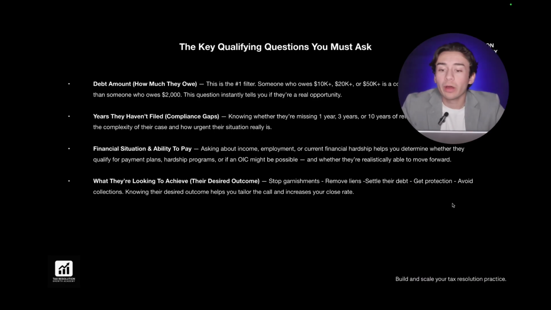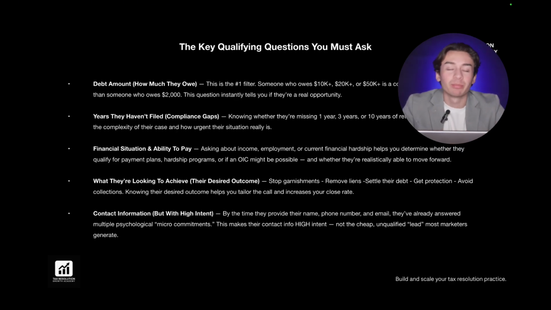Number 4, what they're looking to achieve, their desired outcome. Stop garnishments, remove liens, settle their debt, get protection, avoid collections. Knowing their desired outcome helps you tailor this call and increase your close rate. Because again, you're going to come prepared to that consultation, and it's going to help you look really professional, sound like you can connect with them and their specific case, and reassure them that you know the solution that needs to be done. And lastly, contact information, but with high intent.